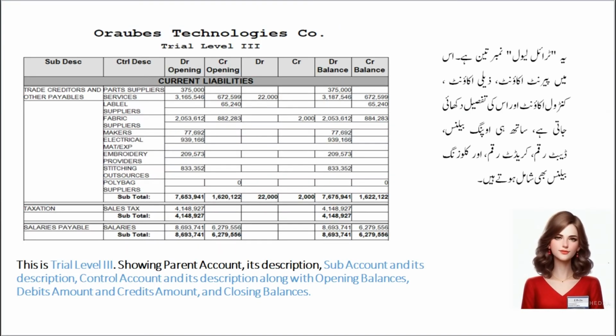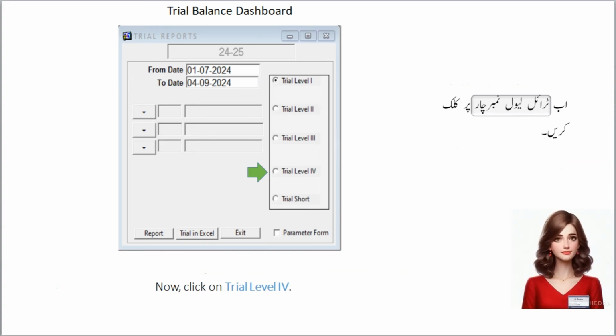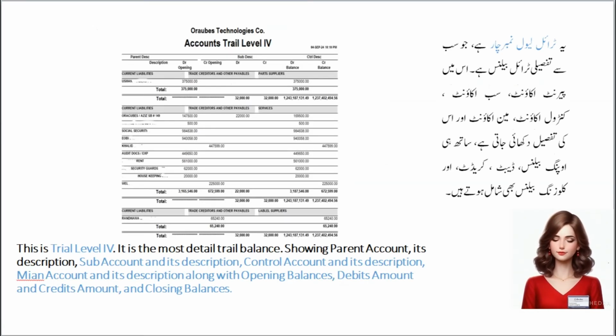This is Trial Level 3, showing the parent account, its description, sub-account and its description, control account and its description, along with opening balances, debit amounts, credit amounts and closing balances. Now click on Trial Level 4. This is Trial Level 4.